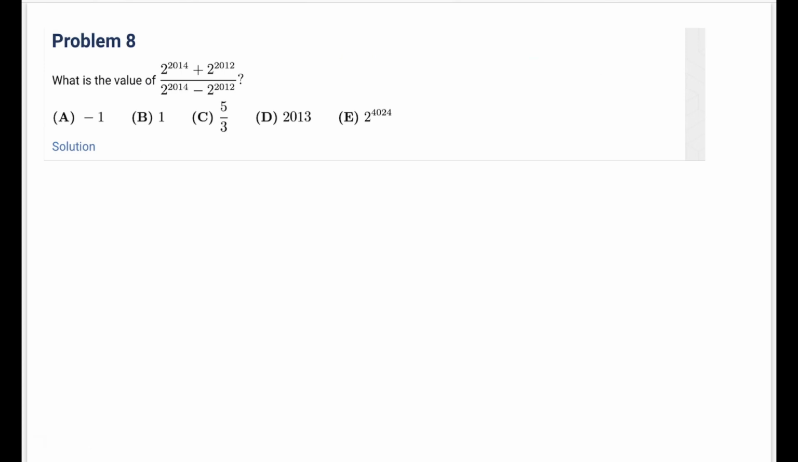Number 8, what is the value of 2 to the 2014th power plus 2 to the 2012th power, over 2 to the 2014th power minus 2 to the 2012th power?